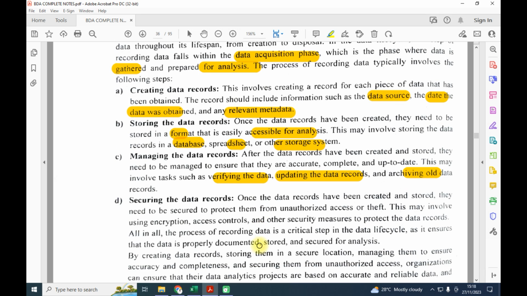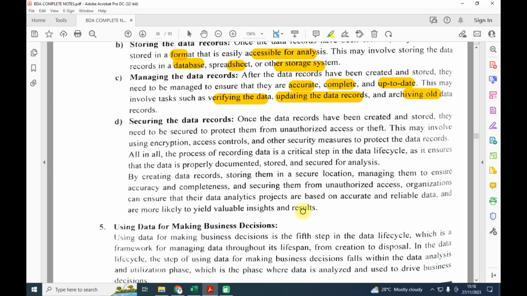So we are managing the data that we have stored. We are making sure that data is accurate, it is complete, and it is up to date. And how do we achieve accuracy, completeness, and up-to-date data? By verifying the data, so that we remove any errors, we remove any duplicates, and fill any missing data. That is to make sure the data is complete. Then we update the data records, that is making sure that the data is up to date. And if there is any old data that we are no longer using, we do the process of archiving that particular data.